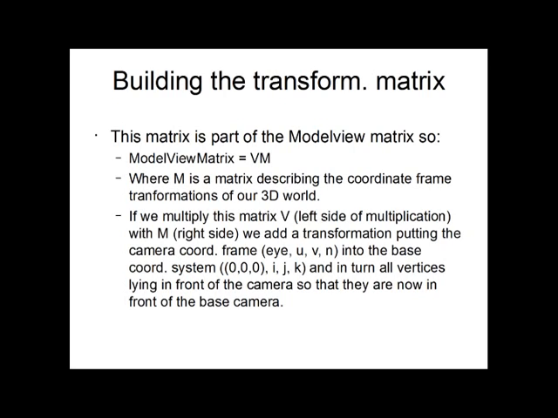We multiply this matrix V to the left side of M, or what we actually usually do is we start with V and then we multiply the parts of M to the right side. Doesn't matter which way we think of it. Then we're adding these two transformations together, so we're basically doing two local coordinate frame transformations in one.